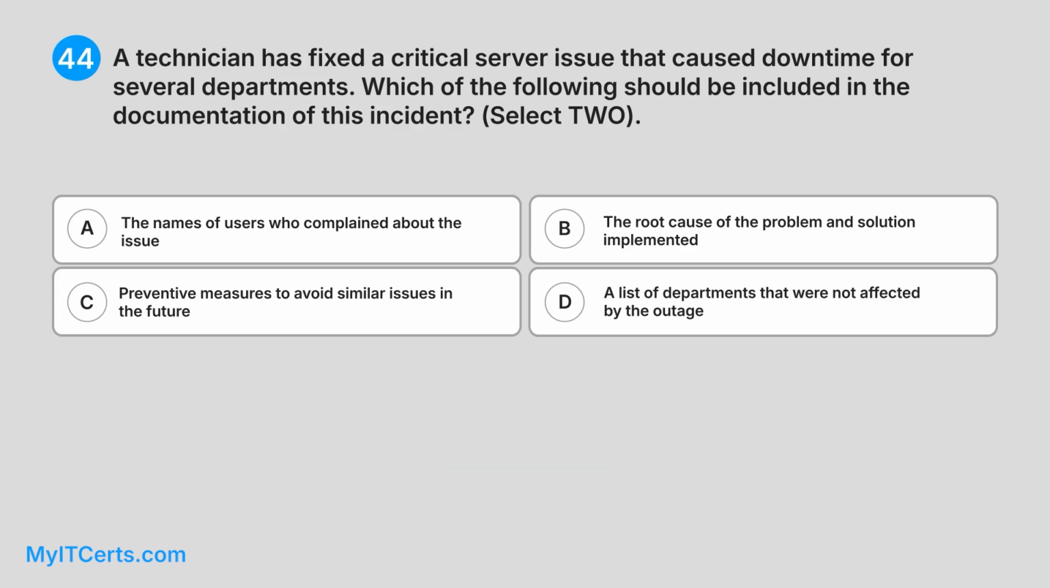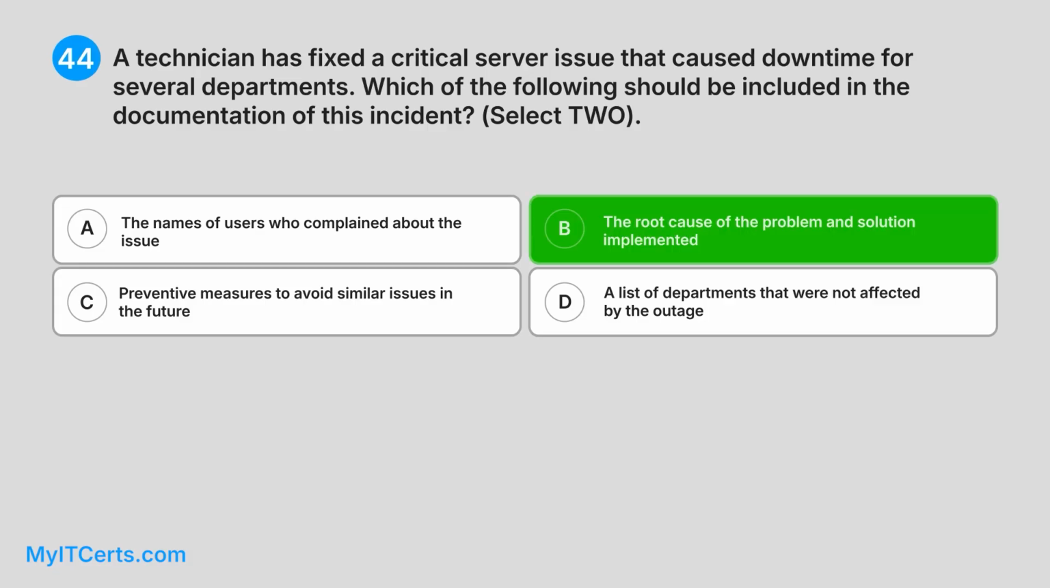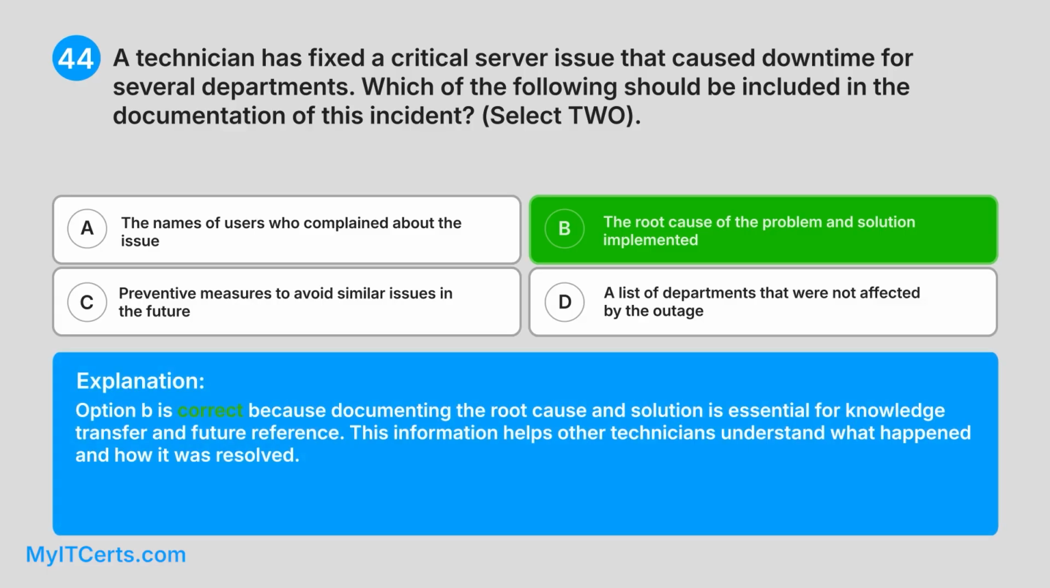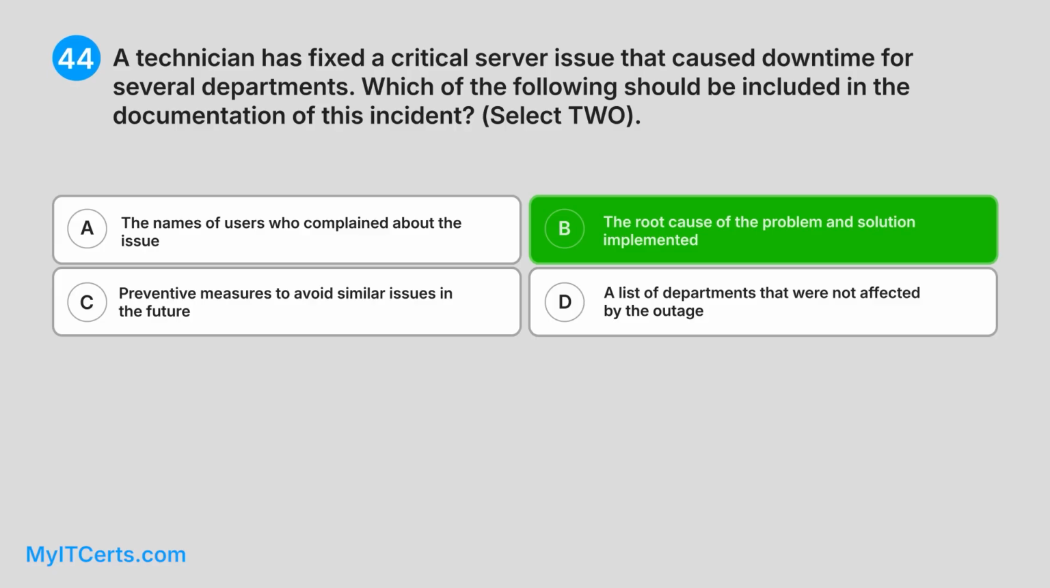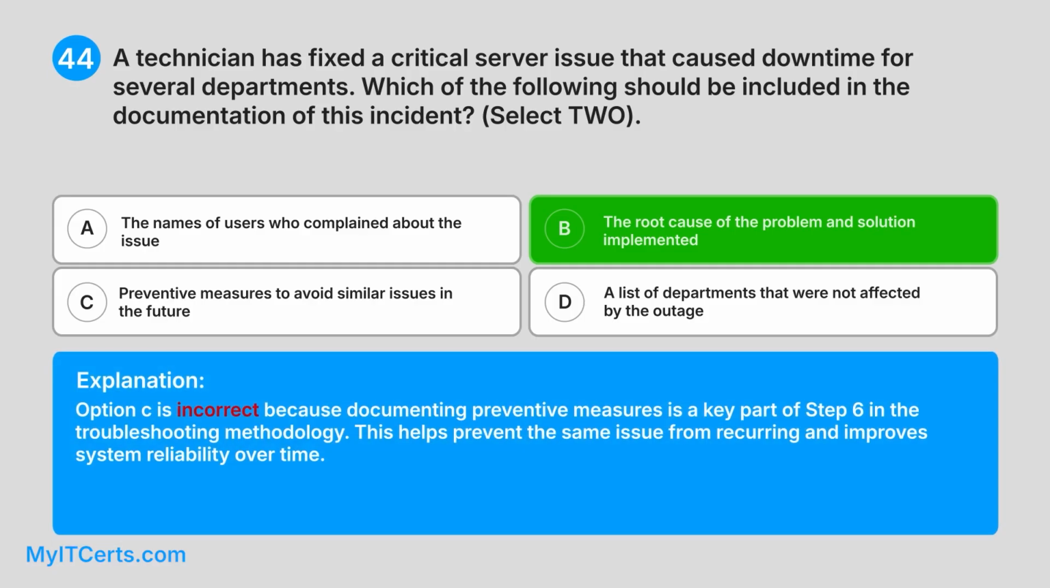Correct answer. B. The root cause of the problem and solution implemented. Explanation. Option B is correct because documenting the root cause and solution is essential for knowledge transfer and future reference. This information helps other technicians understand what happened and how it was resolved. Option C is incorrect because documenting preventive measures is a key part of Step 6 in the troubleshooting methodology. This helps prevent the same issue from recurring and improves system reliability over time.